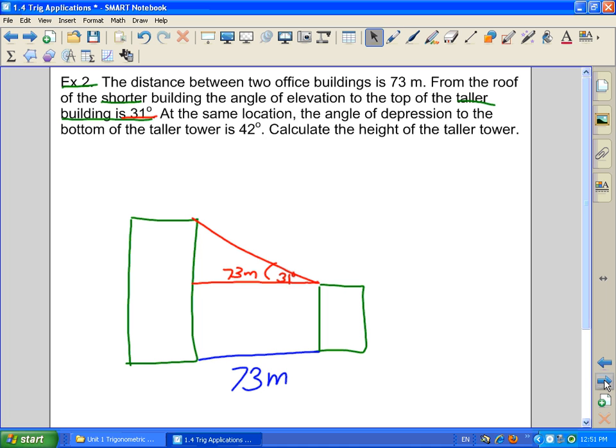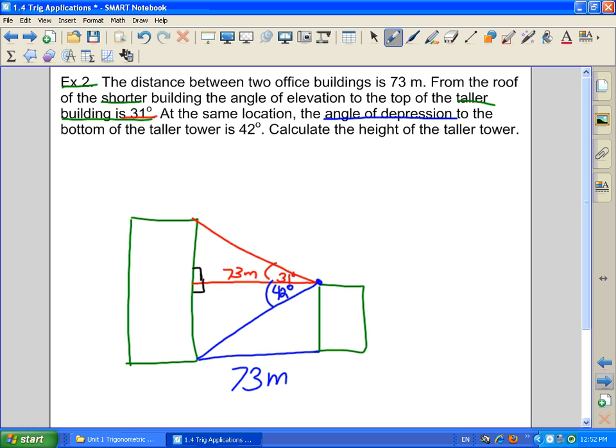All right, let's keep reading on. It says at the same location, so up here, the angle of depression to the bottom of the taller tower is 42 degrees. So if I was looking out here at the bottom of the taller building, I would notice that the angle of depression is 42 degrees. Now remember, when you draw these triangles, these are still right triangles, so the top one and the bottom one.